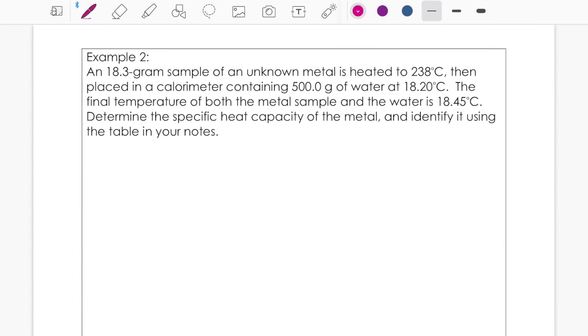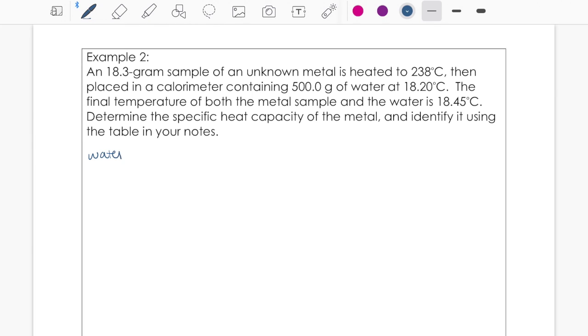So for example number 2, an 18.3 gram sample of an unknown metal is heated to 238 degrees Celsius, then placed in a calorimeter containing 500 grams of water at 18.20 degrees Celsius. The final temperature of both the metal sample and the water is 18.45 degrees Celsius. Determine the specific heat capacity of the metal and identify it using our table previously in our notes.